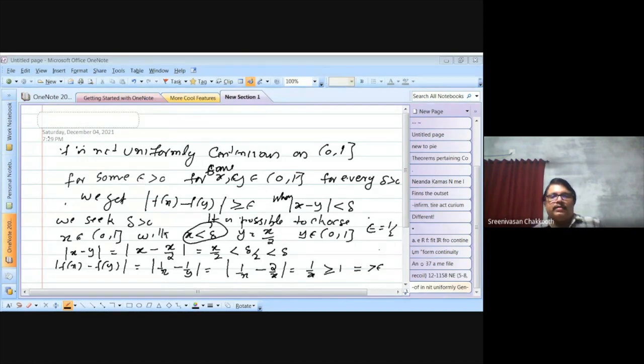It shows that the function is not uniformly continuous. For some epsilon greater than 0, for every delta greater than 0, there are points x, y in semi-closed interval 0, 1 with mod x minus y less than delta, but mod f of x minus f of y greater than or equal to epsilon. So there is no uniform continuity.